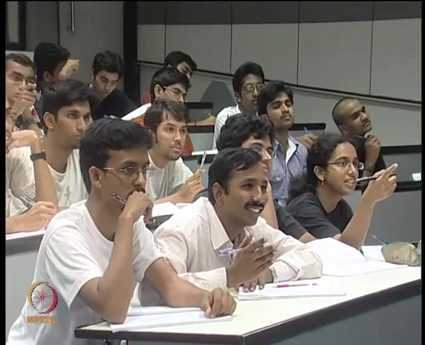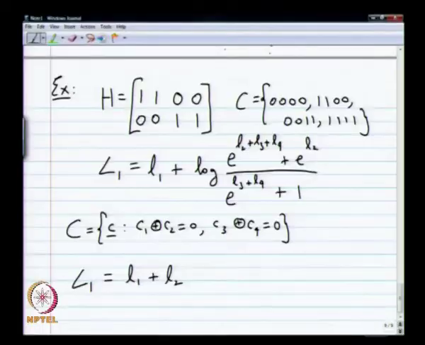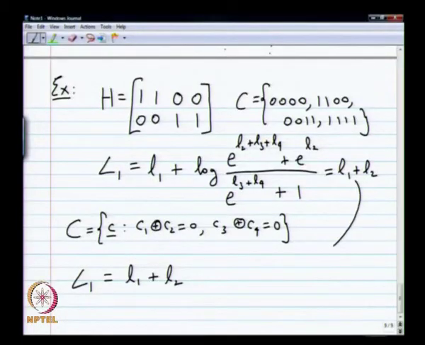I mean, you won't get the expression that you have here. What is missing in this? Because if you take e to the power L2 common, then e to the power L3 plus L4 will cancel each other. So then this is not a good example. Anyway, that's fine. We got it. So this works out to L1 plus L2, which is the same as this.